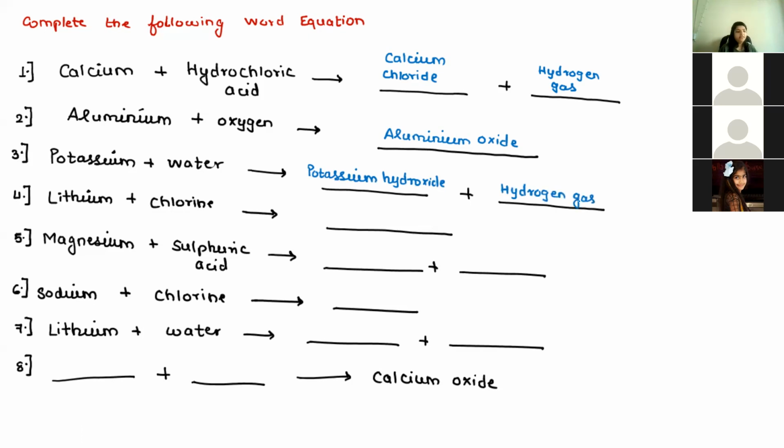Okay. Aris, lithium plus chlorine. Lithium chloride. Yes, lithium chloride. Okay. Salim, fifth one, magnesium plus sulfuric acid. Magnesium sulfate plus hydrogen gas. Yes, magnesium sulfate plus hydrogen gas. Okay. Then we have Daniel, sodium plus chlorine.